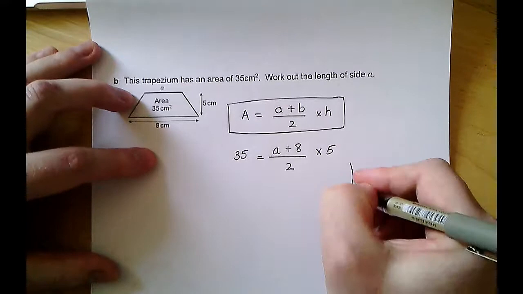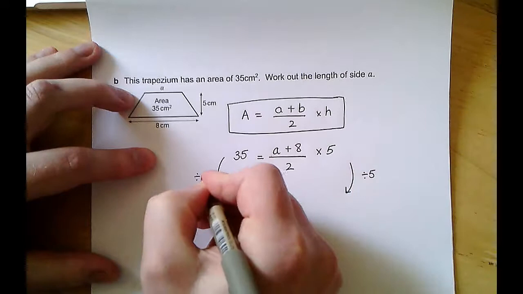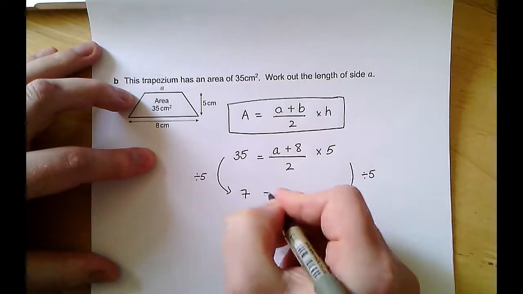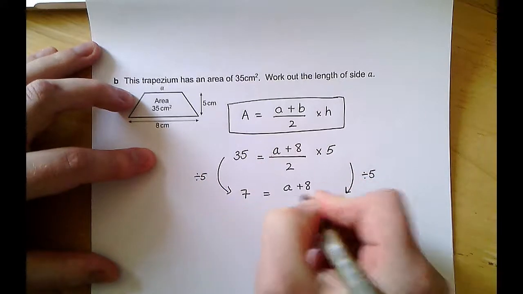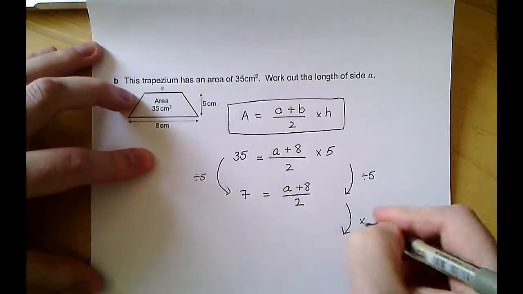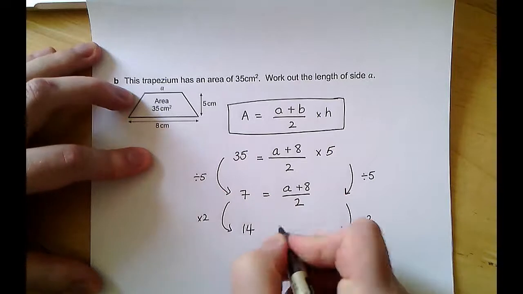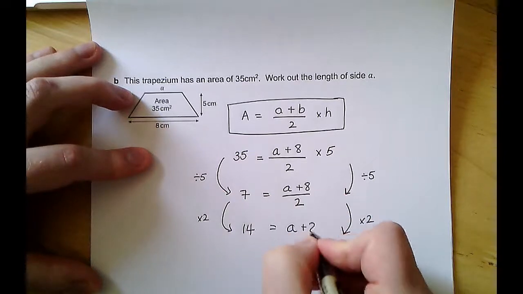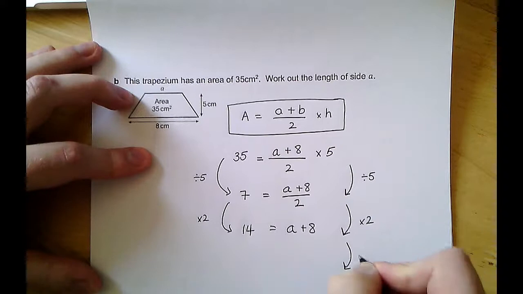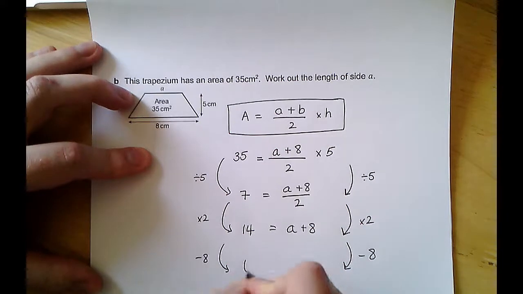So the first thing I'm going to do is I'm going to divide by 5. That gives me 7 is A plus 8 over 2. I'm then going to multiply by 2. And then I'm going to subtract 8. So you should get A is 6 centimeters.